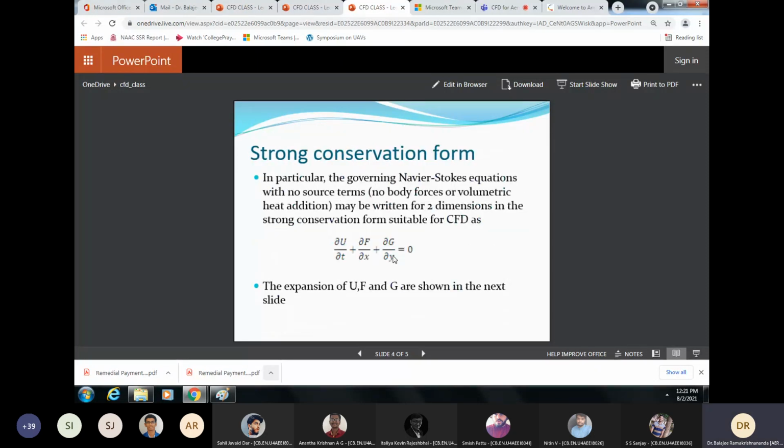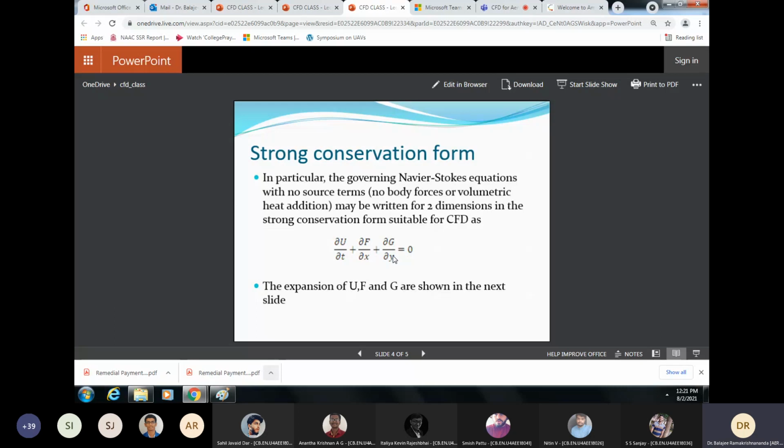Now, in particular, the governing Navier-Stokes equations with no source terms. Source terms means the right hand side is zero. For example, no energy is being produced, no body forces, so the right hand side is zero. So it may be written for 2 dimensions in strong conservation form in a very simple manner. This is very suitable for CFD.